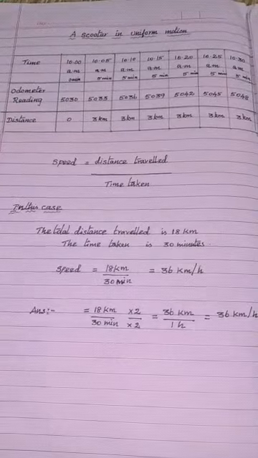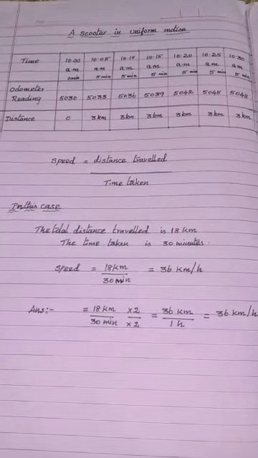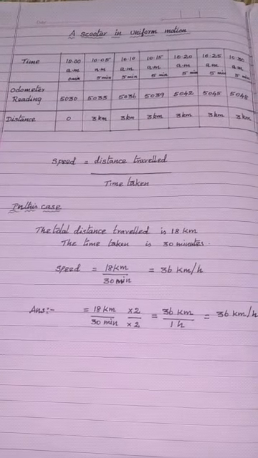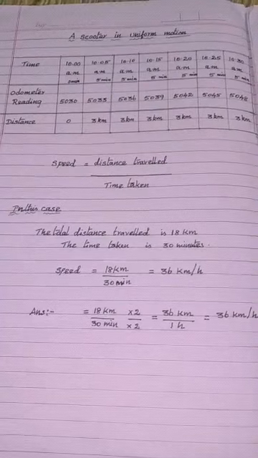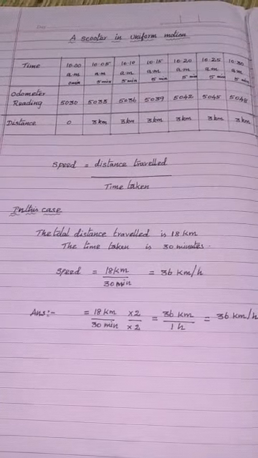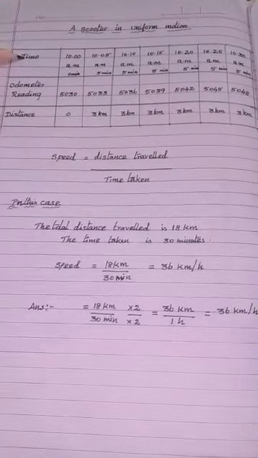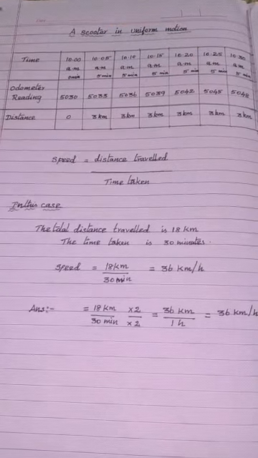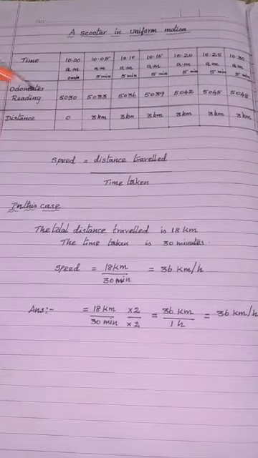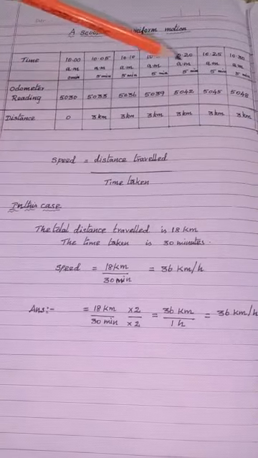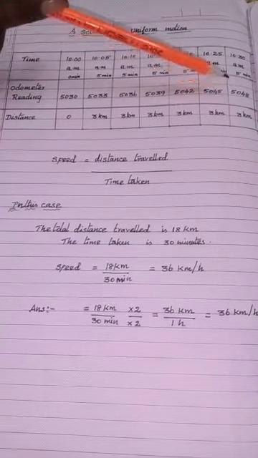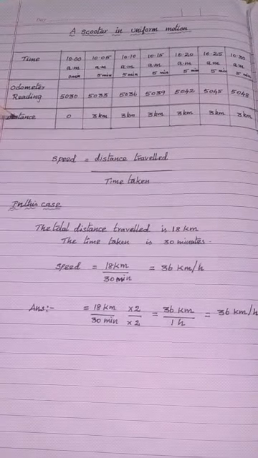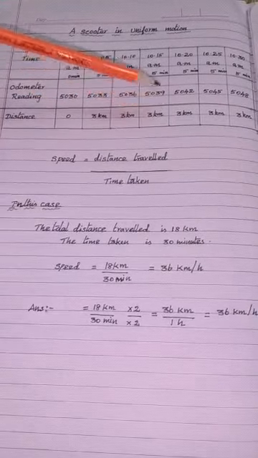Consider a scooter traveling on a straight road. Its odometer reading is noted every 5 minutes. This is represented in tabular form. All must look at this table. Time 10 a.m. to 10:30 a.m. Odometer reading 5030 kilometers to 5048 kilometers. Distance travelled in 5 minutes intervals 3 kilometers.